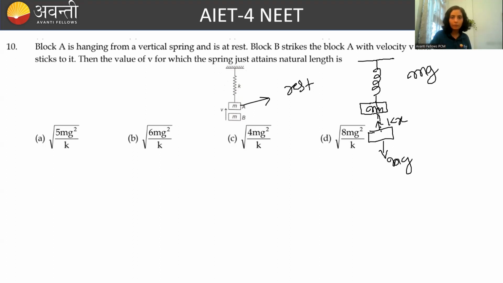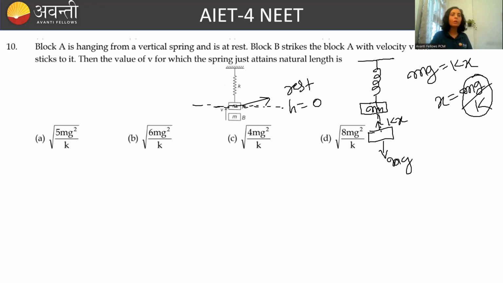So mg equals kx, and x will be equal to mg by k. So in this spring-mass system, first, the spring is not in natural length. It is already extended by the distance mg by k. And second, its kinetic energy is 0. It has only potential energy stored in the spring. If we consider this height as the datum line, h equal to 0, then there is no gravitational potential energy, only elastic potential energy, and no kinetic energy.